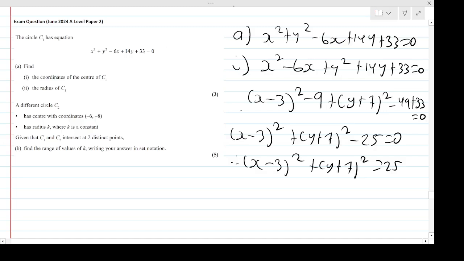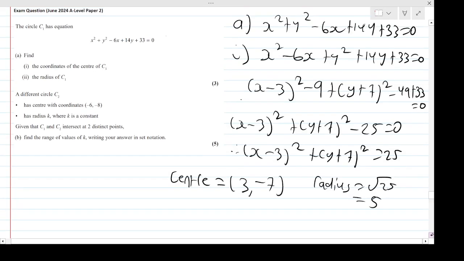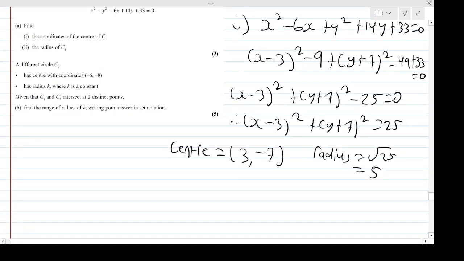From that, I can then deduce that the centre is going to be, well, if it's minus 3 here, it's going to be plus 3 for x, and then if it's plus 7 for y here, it's going to be minus 7 for y at the centre. And the radius then, well, radius squared again is 25 at the end, so the radius is going to be the square root of that, which is plus 5. Cool. Okay, hopefully this all makes sense at this point now, as we've done a load of examples of finding the centre and so on.